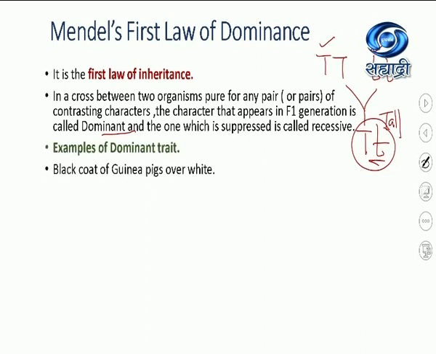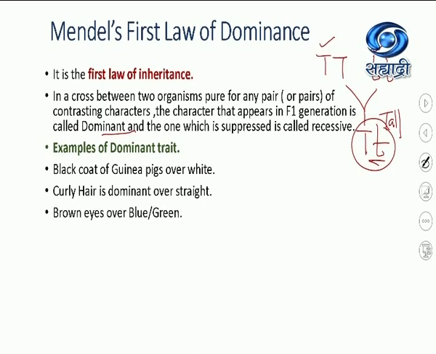Examples of dominant traits: black coat of guinea pigs over white, the black skin coat color of rats. Here we are talking about rats. It is a dominant character over white coat. Curly hair in us is dominant over straight hair. Brown eyes are dominant over blue-green eyes. Pearly jowar, I think we call it the normal pearl color jowar, is dominant over the chalky jowar. Chalky jowar, I think we call them the hybrid one, which is whitish in color. So that is the recessive one.